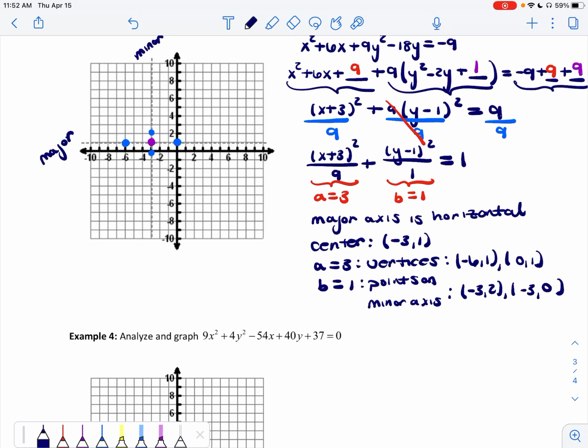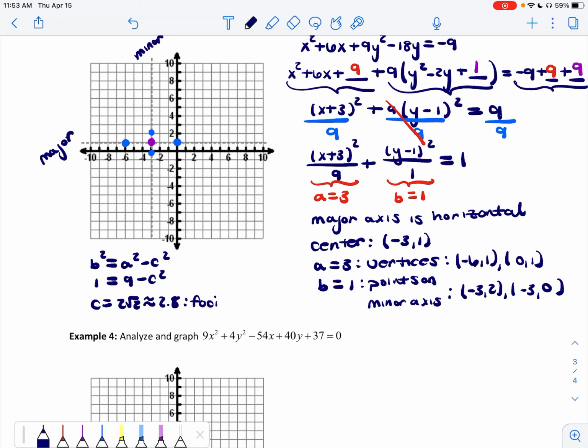There we go. Okay. So then the last thing we need is our c value, which will help us find the foci. So for that, we'll use b squared is equal to a squared minus c squared. Plug in our a squared and b squared. So 1 is equal to 9 minus c squared. So c is going to be the square root of 8, or 2 root 2, which is approximately 2.8.